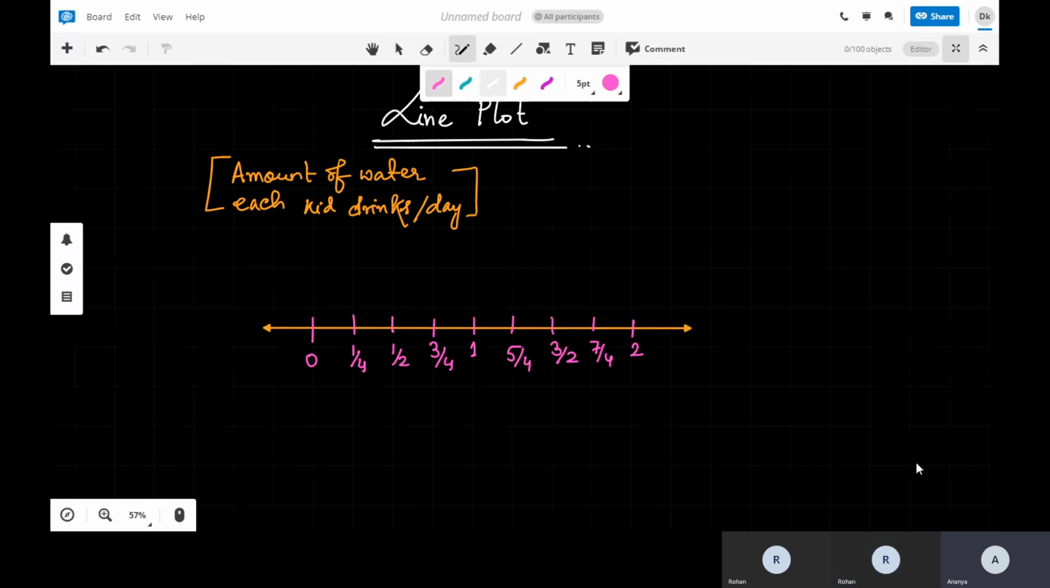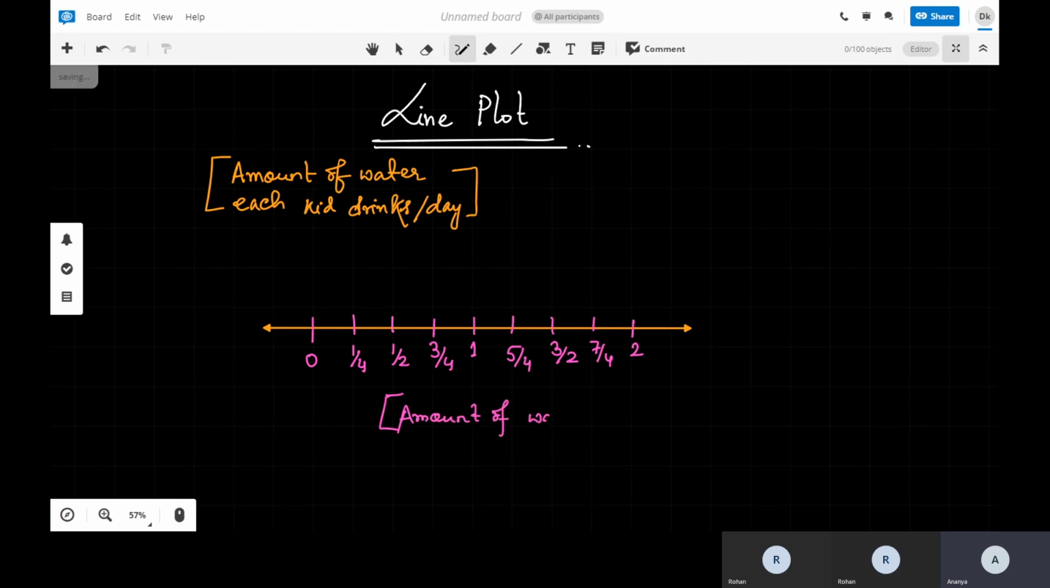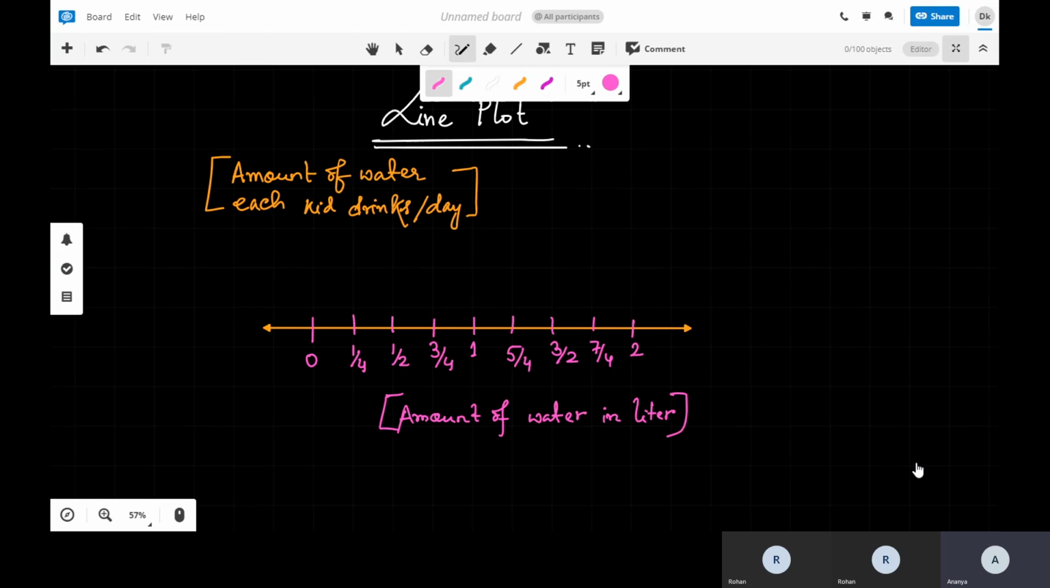Now, what do these numbers indicate? The amount of water in liters. That means on the number line, every number would indicate, starting from the left, 0 liter, 1/4 liter, 1/2 liter, 3/4 liter, 1 liter, 5/4 liter, and so on. So all these values are nothing but the amount of water in liters.